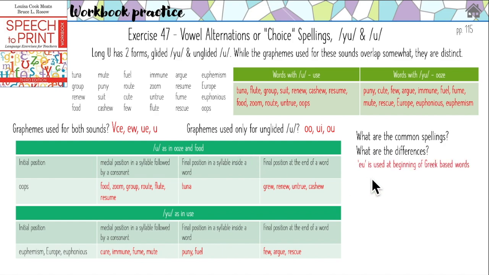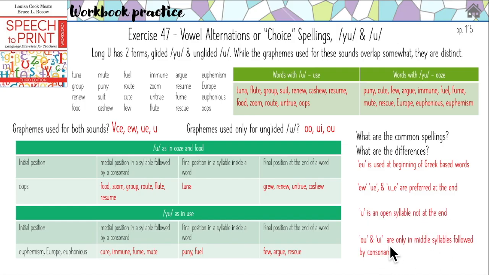Okay? So EU is used at the beginning of Greek-based words. EW, UE, and U consonant E are preferred at the end. U is an open syllable. It's not going to be at the end. OU and UI are only in middle syllables followed by consonants. So these are some of those rules that we can help those with.